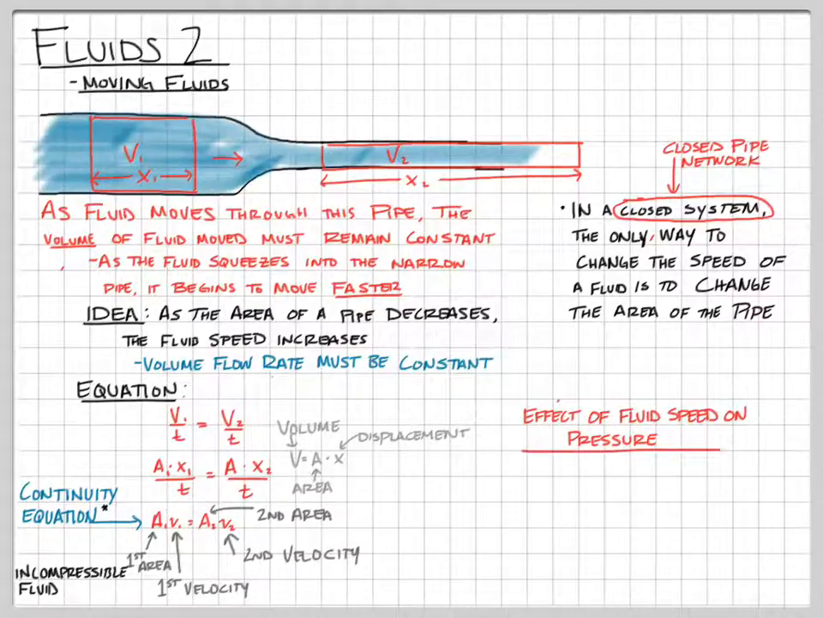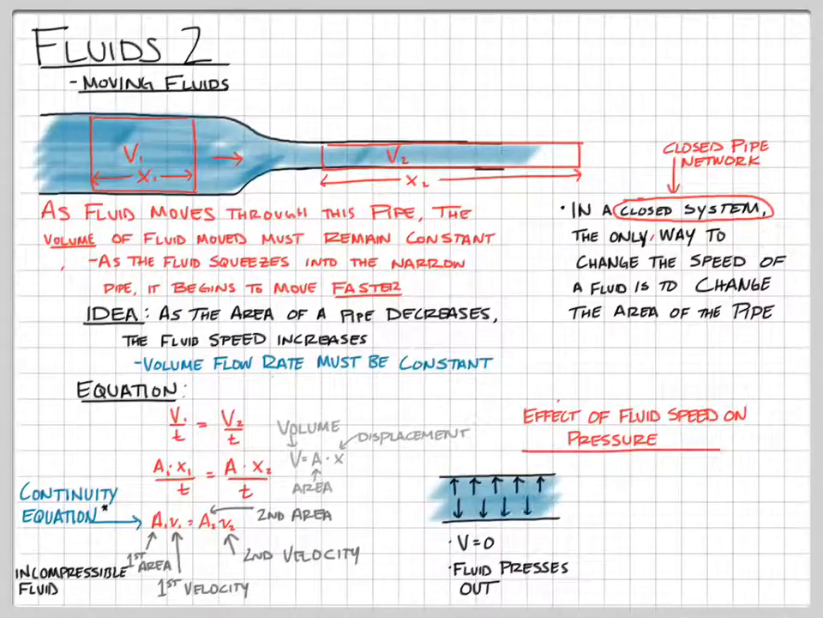Now, when we change the speed of a fluid, we change the pressure that that fluid can exert on something. So, if we look at a still fluid, a fluid that's not moving, the fluid pressure pushes out. It can only push out on the walls of whatever it's in. However, if we get that fluid to begin to move, instead of just pressing out, the fluid is going to press on the wall at a little bit of an angle.